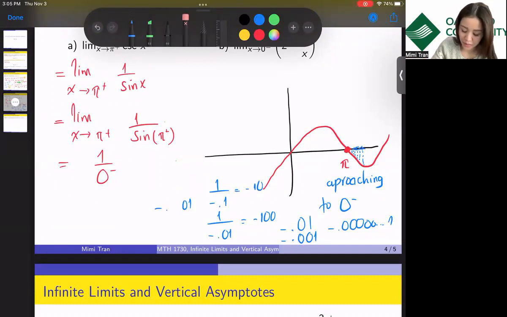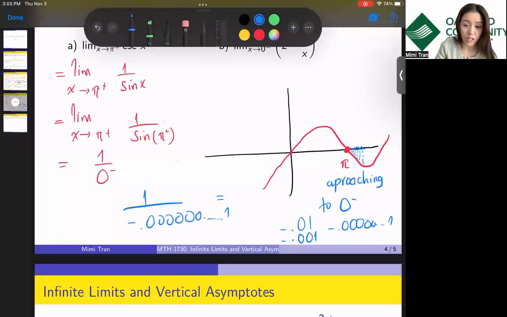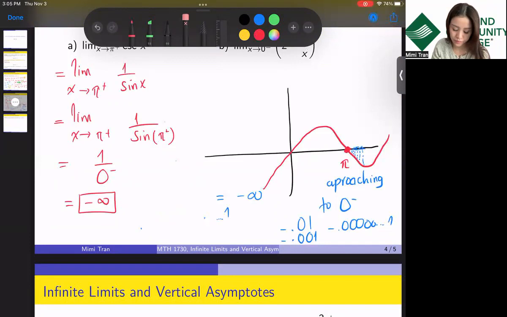I shouldn't say it's bigger, because negative 100 is smaller than negative 10, right? So eventually, if I divide 1 by negative 0.000000 all the way to 1, I get a really large number. I'm going to call it negative infinity. Well, a really small number. I could call it negative infinity, right? So it equals negative infinity.